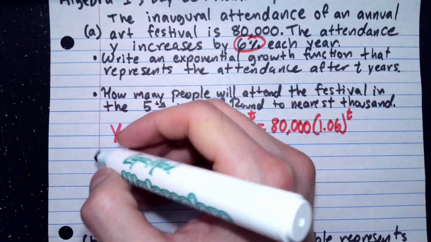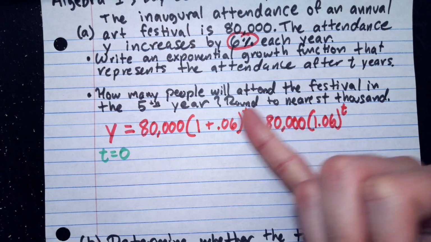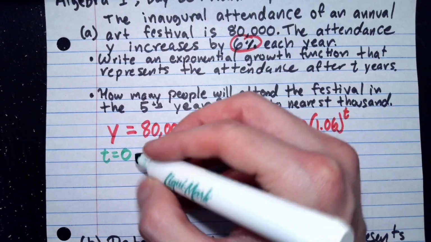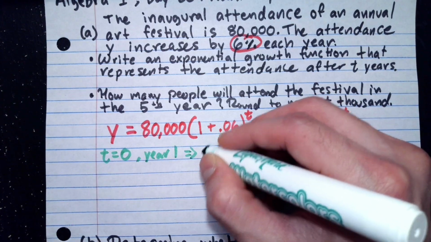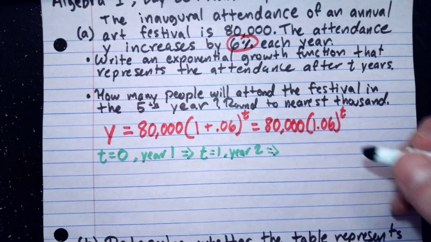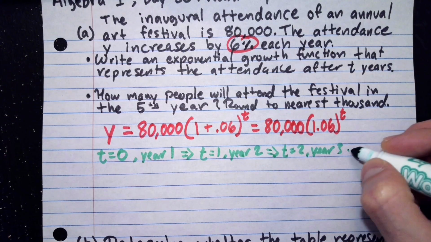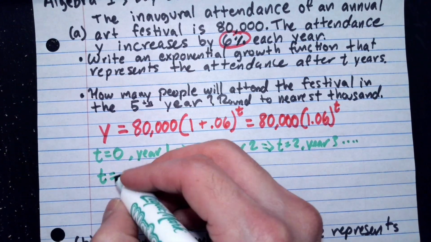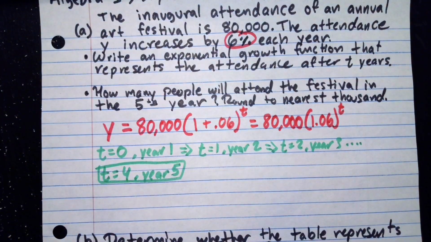Well, in the first year, t has to be 0, right? Because if this is 0, this all becomes 1, and 1 times 80,000 is my initial attendance. So t equal to 0 means year 1, t equal to 1 means year 2, t equal to 2 means year 3, and so on and so forth. And so this tells me that t equal to 4 represents year 5, which is exactly what we are looking for.